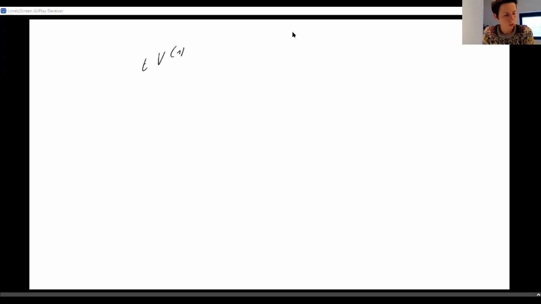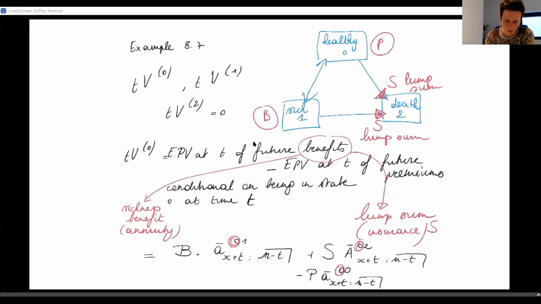So now I want to do this policy value calculation for somebody who's in state one, the sickness state, at time t, right? So the scheme is still the same as I had over here. But now at time t, this policyholder is in this state. So what can happen?